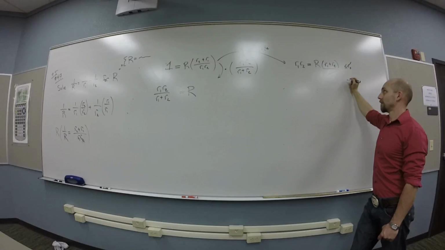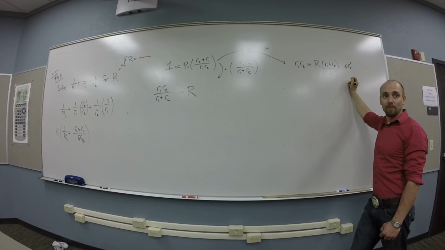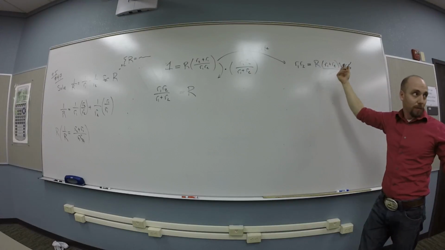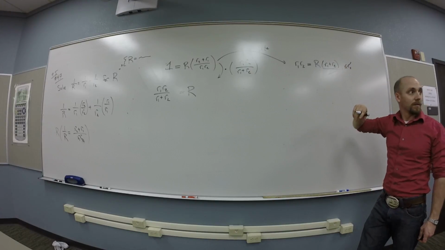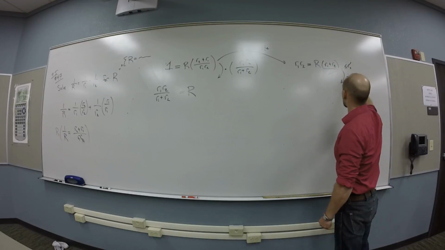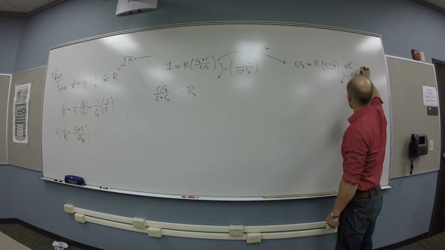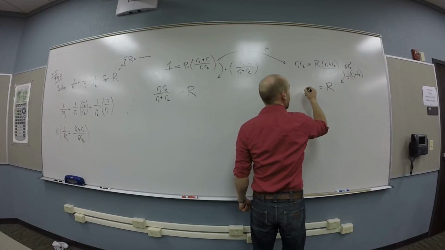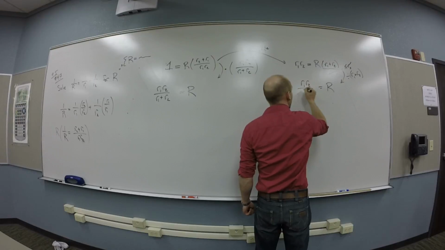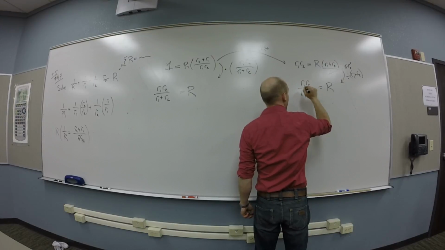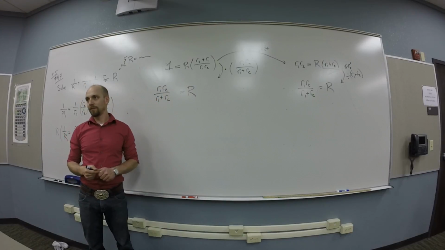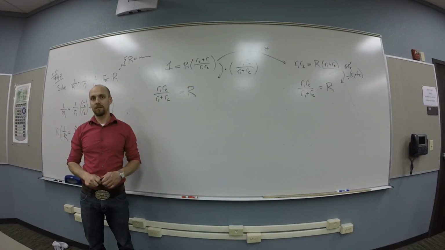Then what would you do? You want to get big R by itself, so you divide by the stuff that's multiplied by it, right? So take this business, divide by R1 plus R2. That'll get you straight to R is R1, R2 over R1 plus R2. You see that? Same thing. Cool? Questions?